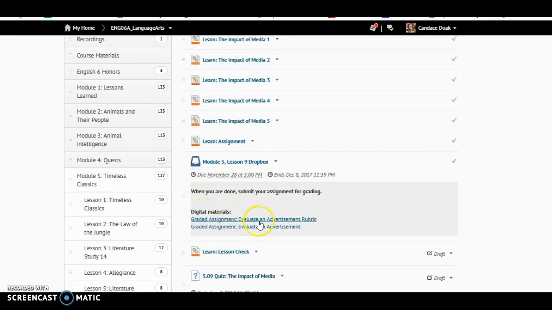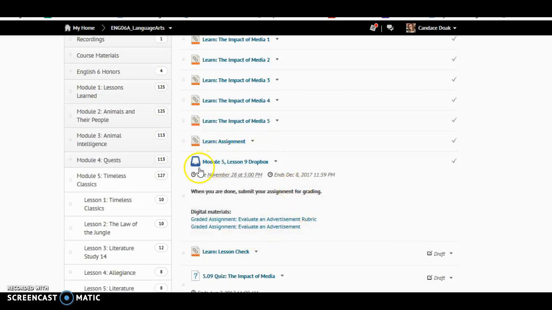This is going to be basically your chance to find an ad that you think is interesting and that you think you can analyze and evaluate to see what the people are actually trying to sell, or how they're doing it, like what their techniques are in their ad.